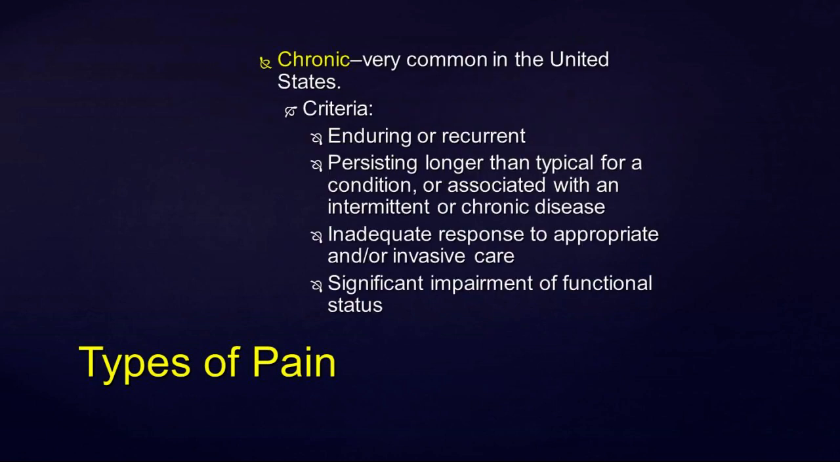So chronic pain, the book says it's very common in the United States. So it's interesting. What is causing us to have this chronic pain? So the criteria for classifying pain as chronic is it's enduring or recurrent. So you always have the pain, or it just happens all the time. It recurs all the time. It persists longer than typical for a condition.